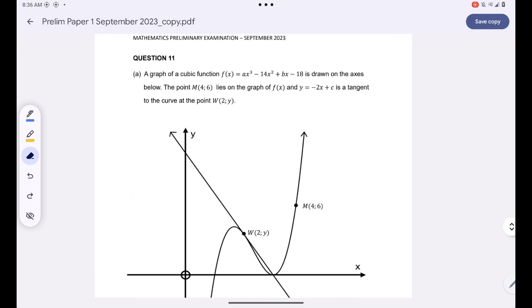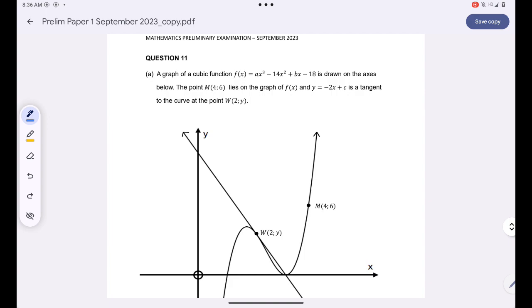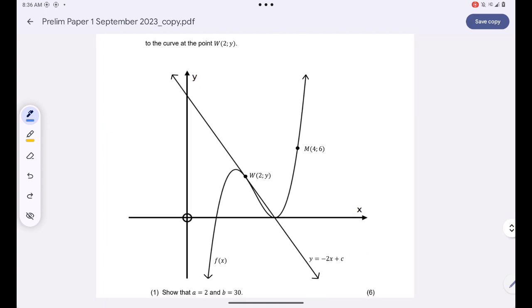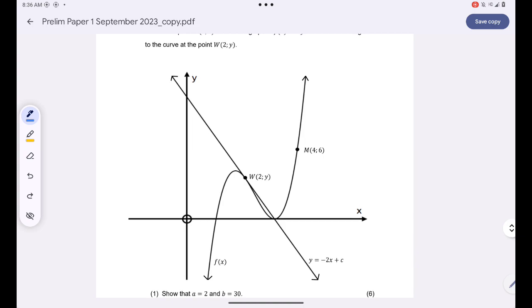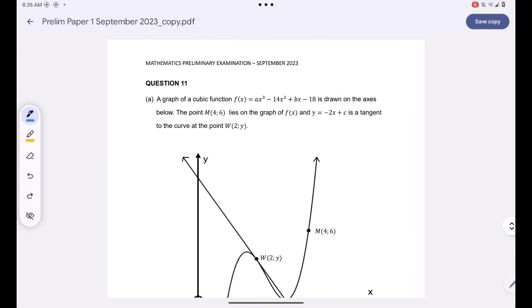Okay, we are told that a graph of a cubic function f of x is drawn on the axis below. The point M lies on the graph of f of x and the line y is equal to negative 2x plus c is a tangent to the curve at point W. First question, they just want us to show that a is 2 and b is equal to 30.